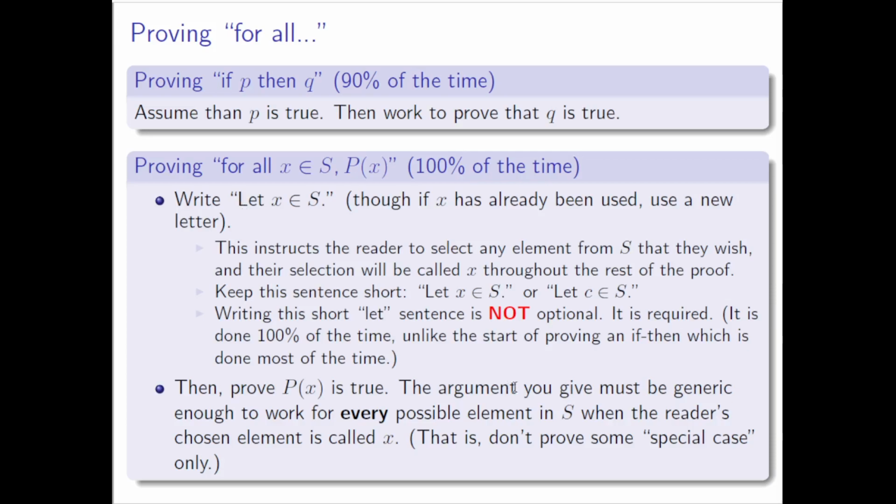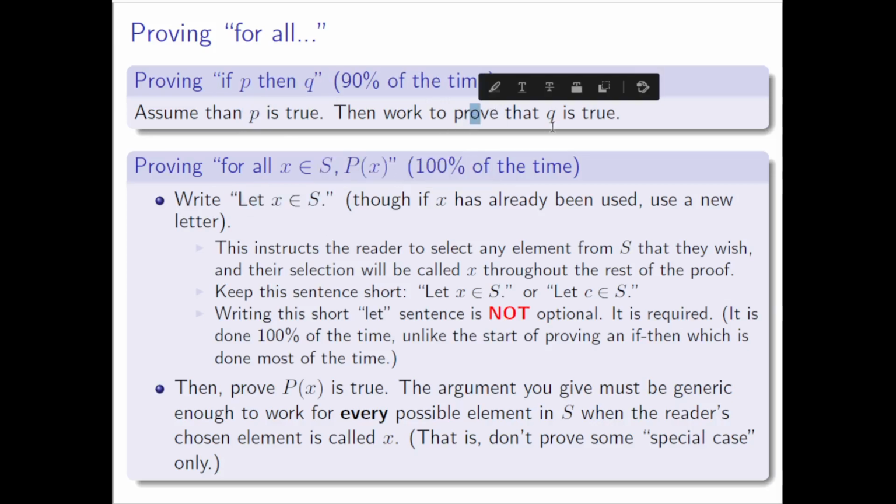Often people skip this. Again, this is required to do this thing. And I would like to draw the analogy here. When you prove if p then q, the first line of the proof is something like: assume that p is true, or suppose p is true. Suppose p, right? So just like there's that first thing that occurs, there's this first thing that occurs.